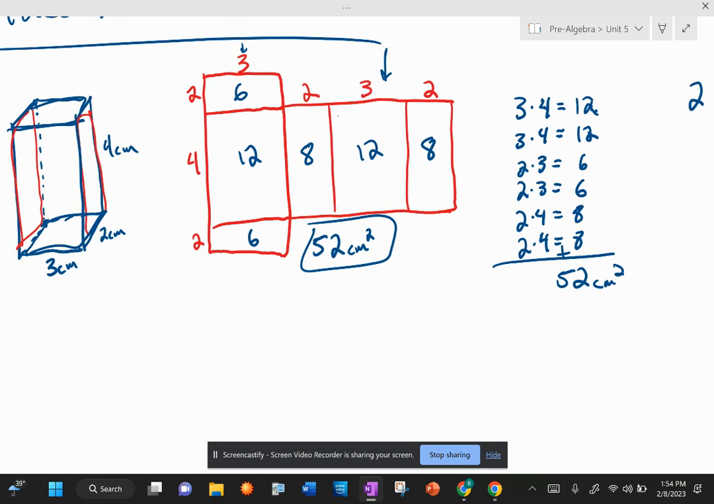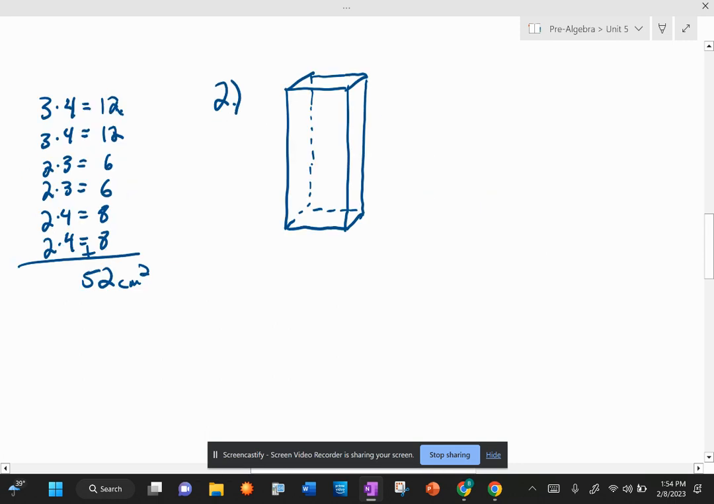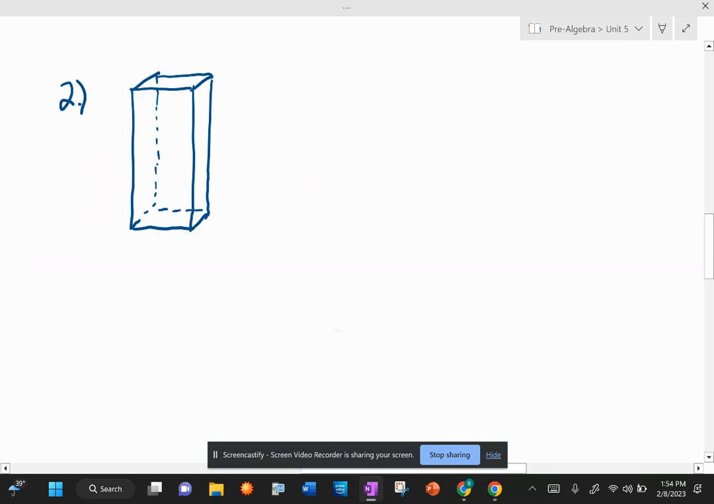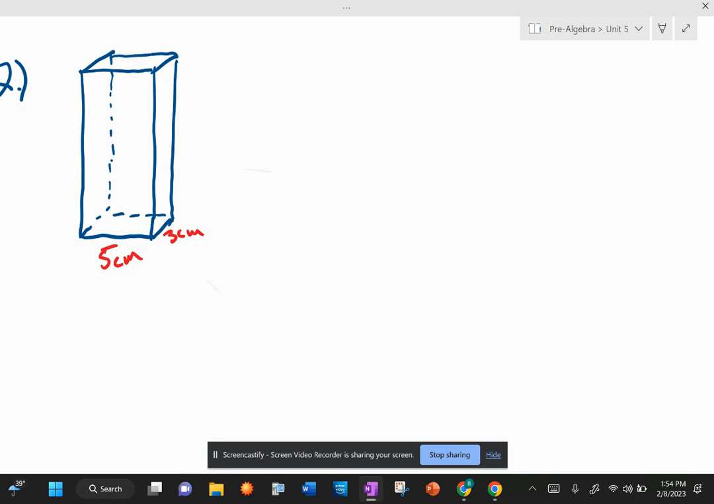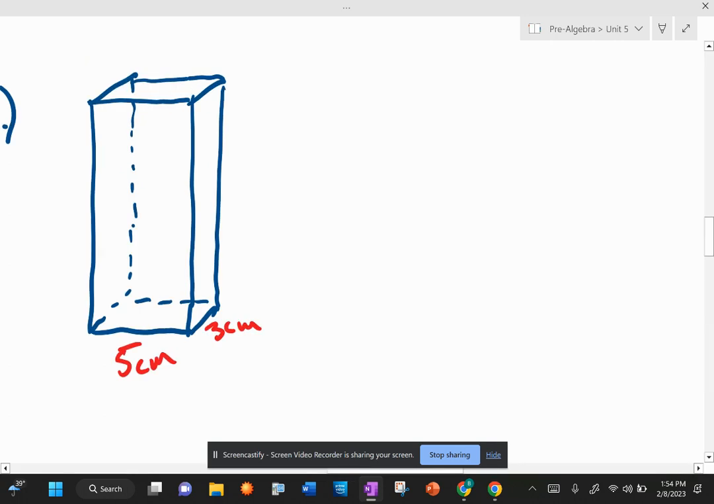Okay, and on number 2, I'm going to show you how to label them so that you can see that. So your dimensions for this one: you have 5 centimeters for your length, 3 centimeters for your width, and then 10 centimeters for your height.